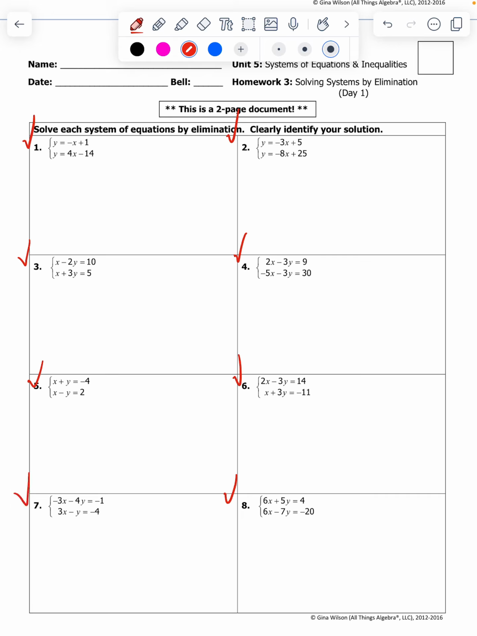So then what you need to decide is, do you add or subtract? Remember, if you have 2 equations that have the same coefficient number, subtract. If they are opposites, like 2 and negative 2, then you would take the equations and add.